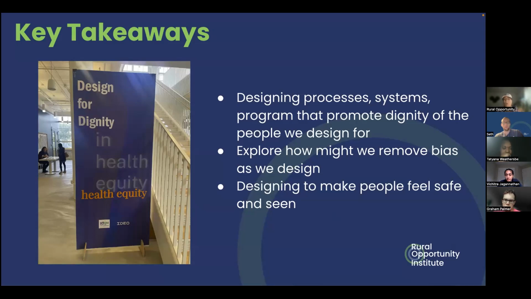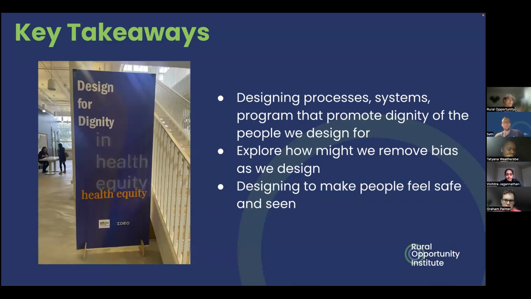Also to explore how we might remove bias in the design. And that is something I would say is probably the biggest key takeaway that I keep in mind when I'm doing my work. Like, how do I take away what I think about this and design for the people that have told me what they think about it, right?